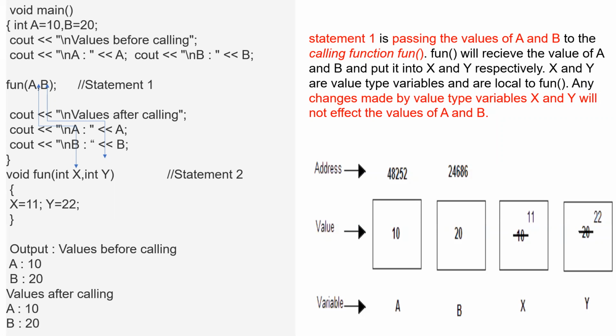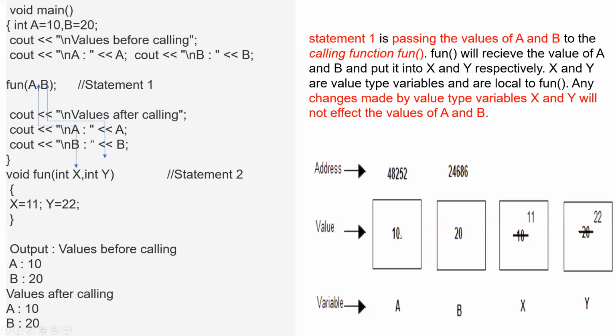Now look at the right side of the screen. It says statement 1. We have labeled statements 1 and 2. Statement 1 is passing the values of a and b to the calling function fun. They will receive the values in x and y, which are local to the function fun. So any changes made to the variables x and y do not affect the values of a and b.